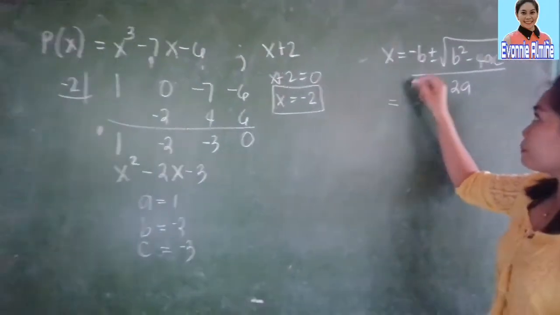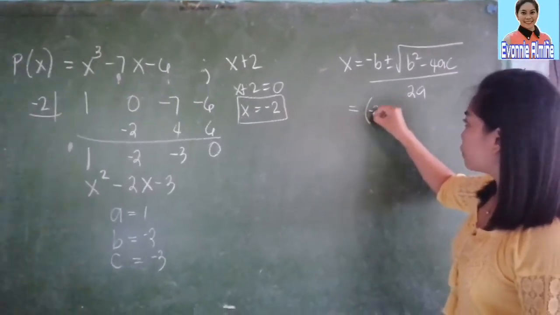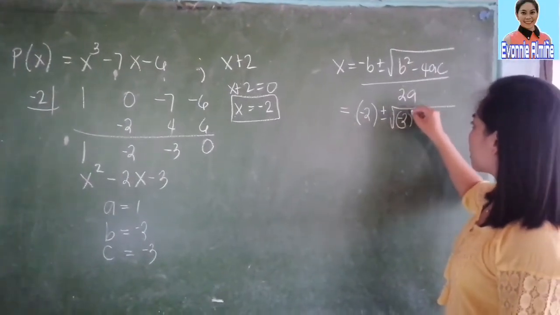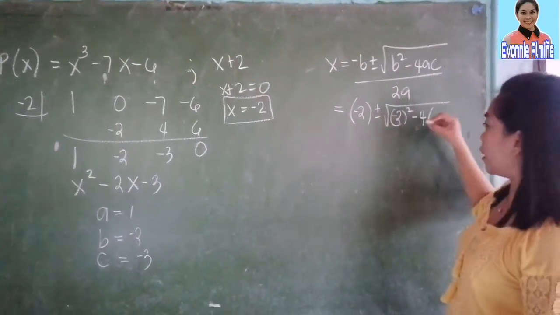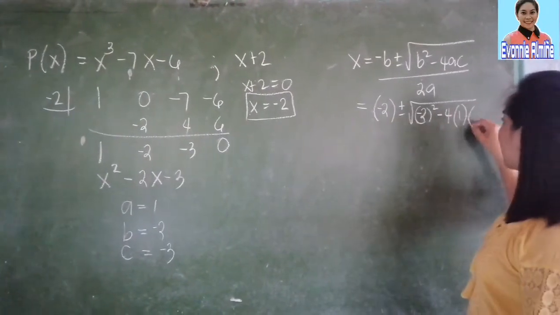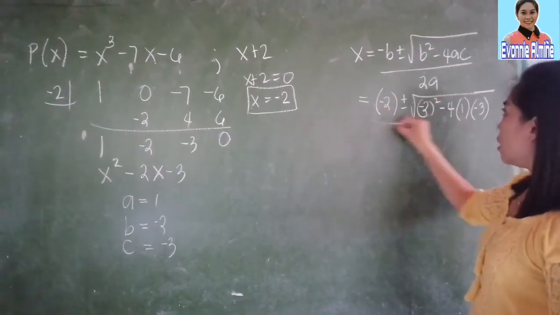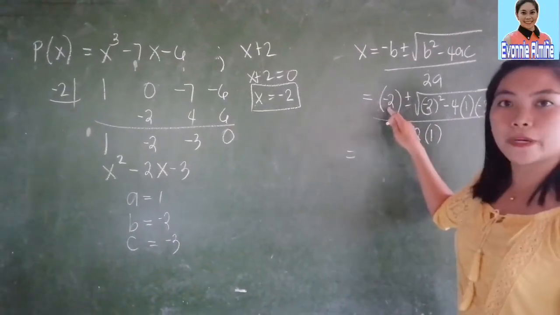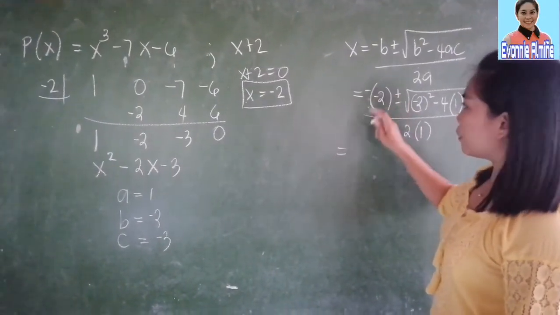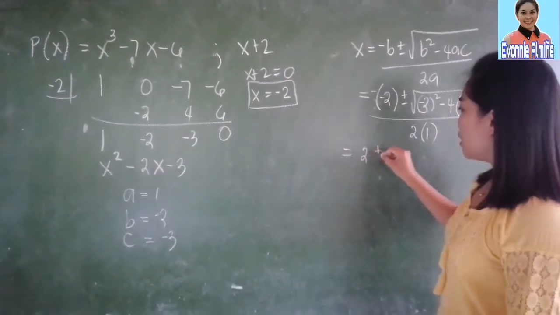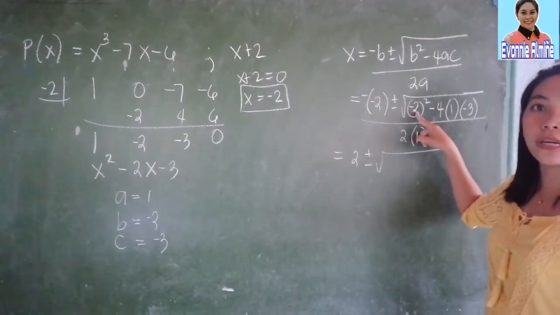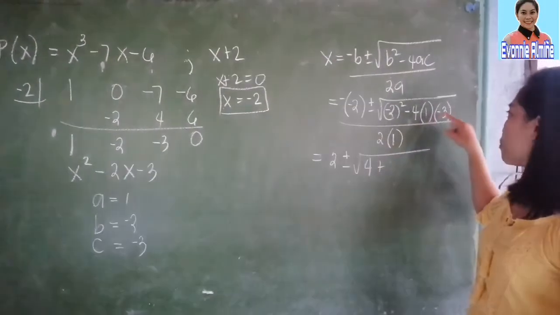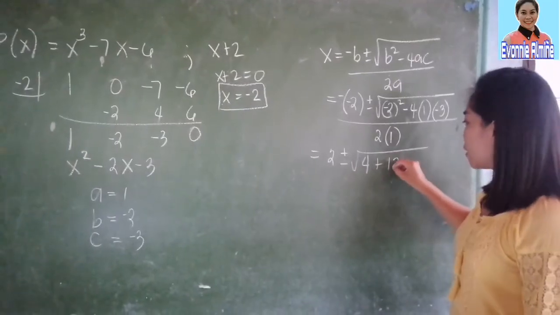I-substitute na po natin. The value of b is negative 2. Diba? Plus or minus. Then, b of course is negative 2 again. Squared. Minus of 4. The value of a is 1. Then, the value of c is negative 3. All over 2 times the a is 1. Then, let's bring down negative. Negative times negative 2, you have positive 2. Plus or minus. Negative 2 raised to 2, you have 4. So, plus 4 times 1, negative 4 times 1 is negative 4 multiplied by negative 3, you have positive 12.